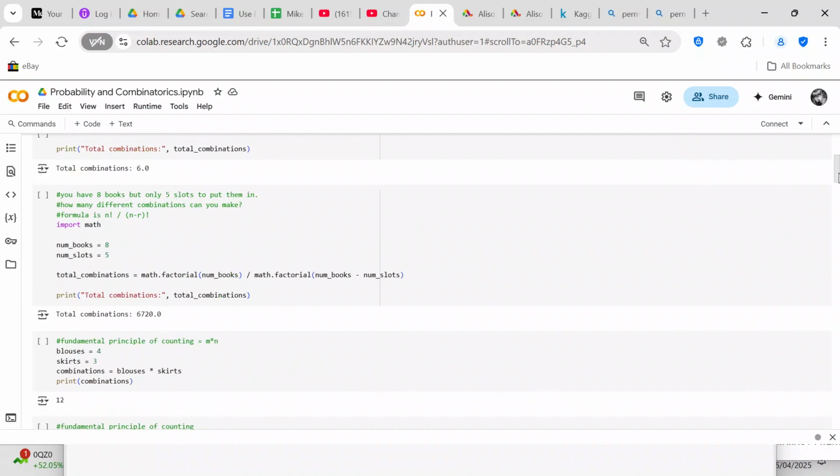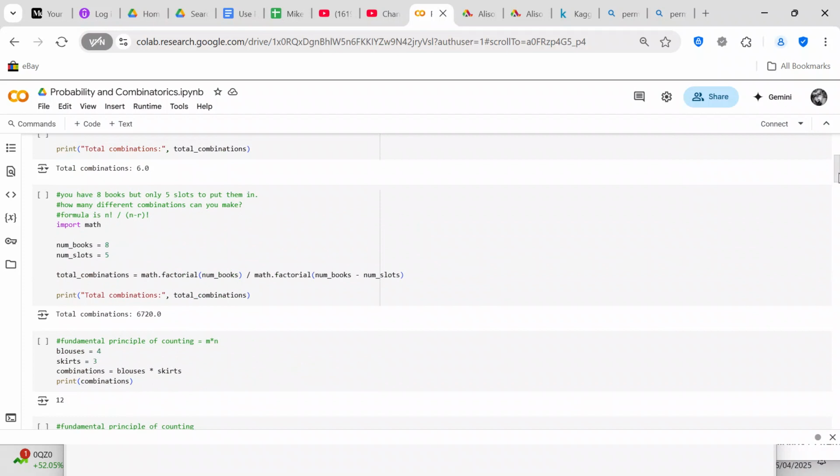The next question we have is you have 8 books but only 5 slots to put them in. How many different combinations can you make? And again, you've got the same formula. So what you do is you import math. The number of books is 8 and the number of slots is 5. So total combination equals math.factorial(number of books).